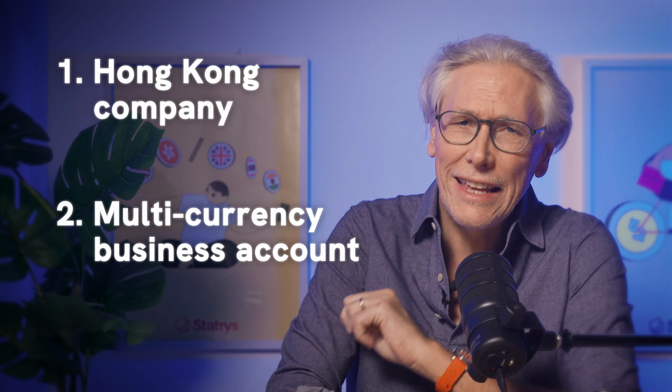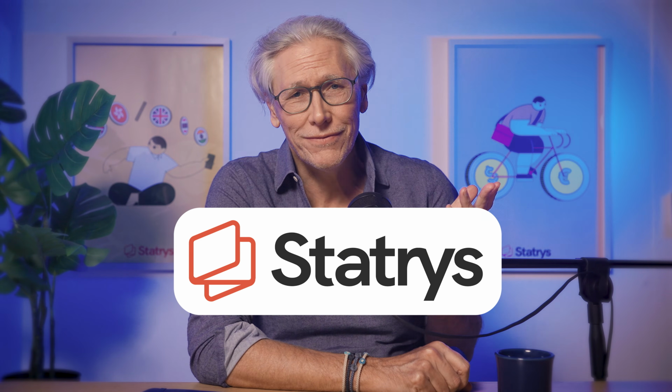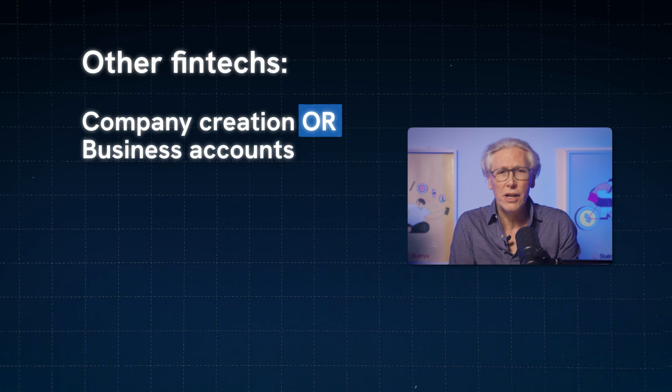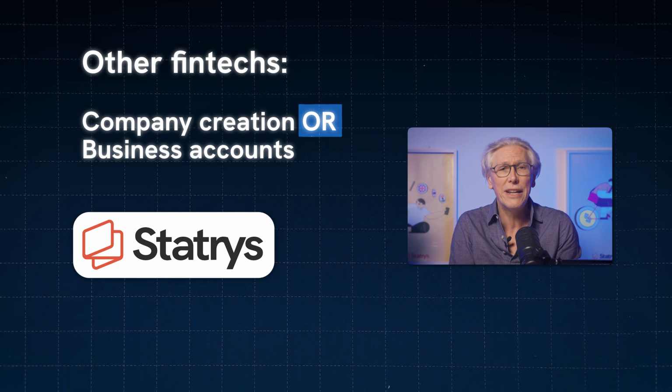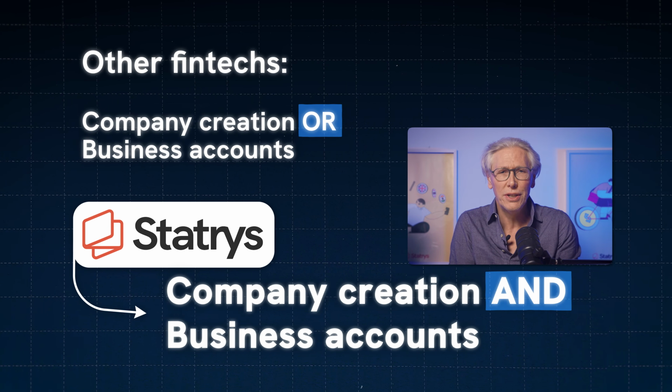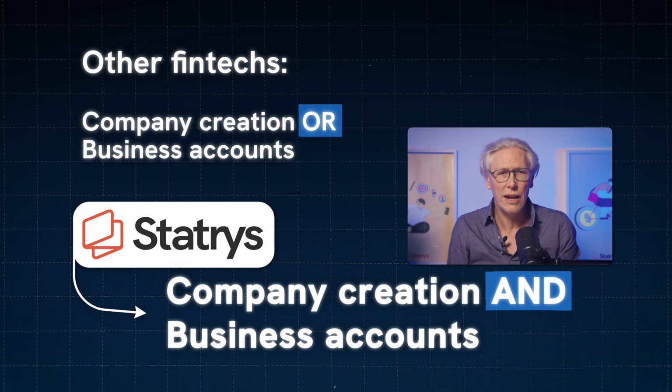So, why are so many international traders using this structure? Because it instantly solves both problems we just talked about. To make this work, you need two things: a Hong Kong company and a business account that can handle multi-currency transactions. And here's where it gets interesting. You can set up both with Statrys, a game changer. Other fintechs either offer one or the other, company creation or business account. But at Statrys, we do both to create a smooth experience for our clients.